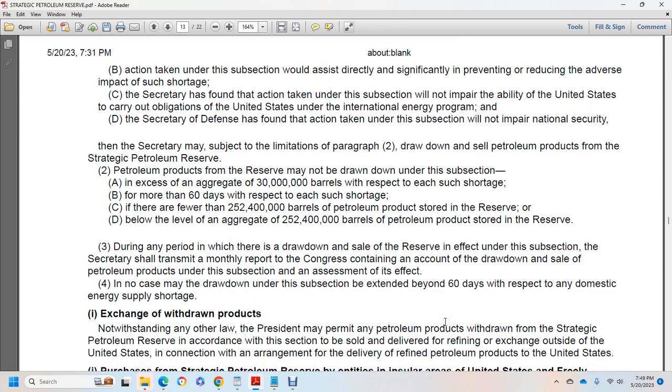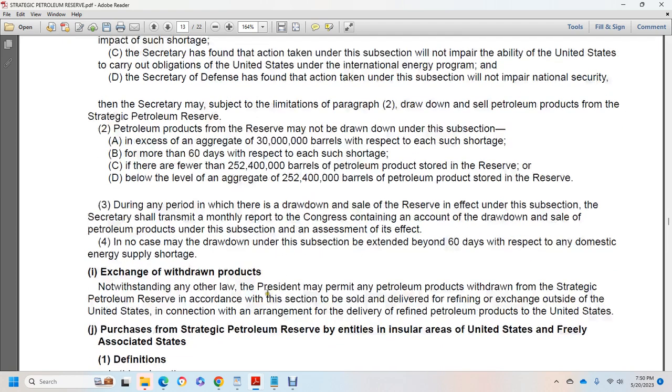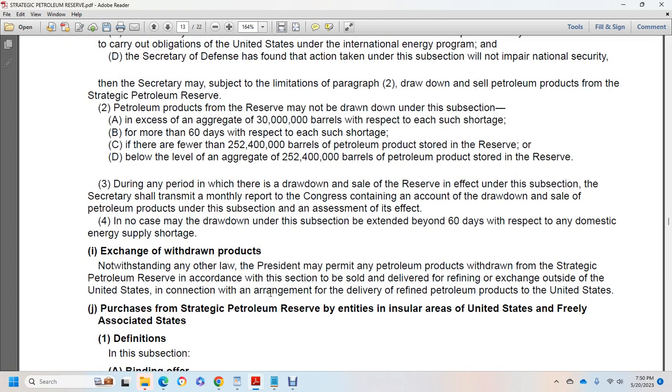the Secretary shall transmit a monthly report to Congress containing an account of the drawdown sale of the petroleum products under the subsection and an assessment of its effect. In no case may a drawdown under the subsection be extended beyond 60 days with respect to any domestic energy shortage.